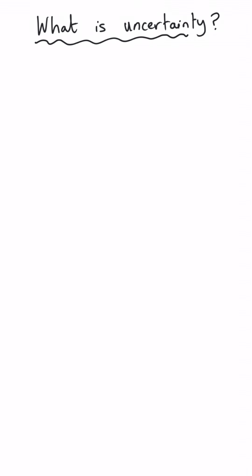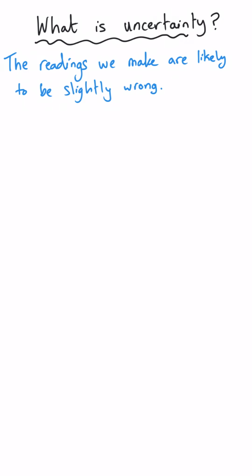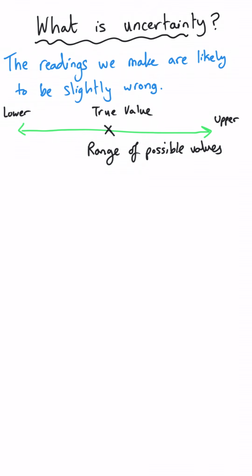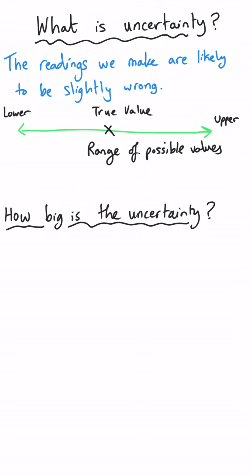In A-level chemistry, we need to know that every measurement that we make has some kind of inherent uncertainty to it. And what that means is we can't ever really be 100% sure that the value that we've recorded is exactly the true value. The true value is likely to lie within a range of possible values for any given experiment. And how big that uncertainty is depends on a number of things.